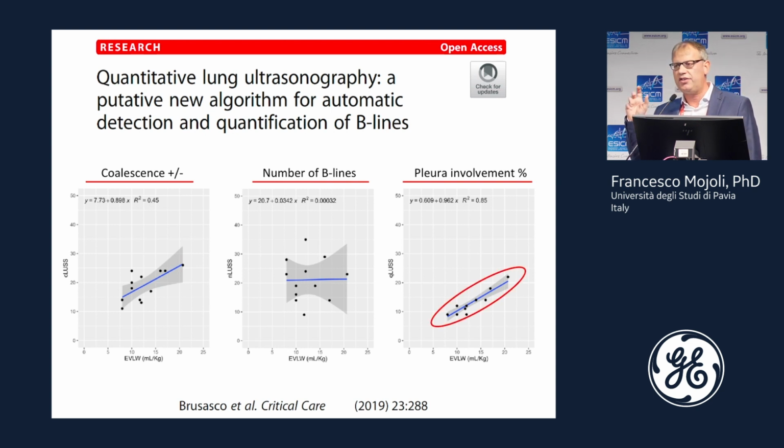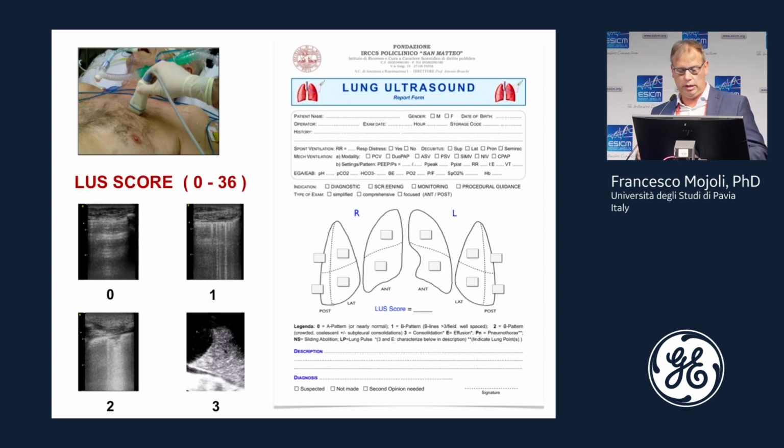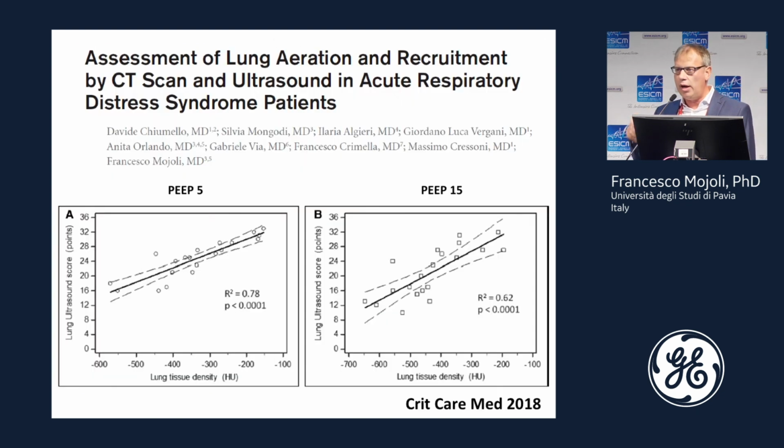If you grade 6 regions per hemithorax in your patient, so in total 12 regions, you can compute the global lung ultrasound score. And again, this is very well correlated with the gold standard, so with the average lung tissue density as assessed by CT scan.